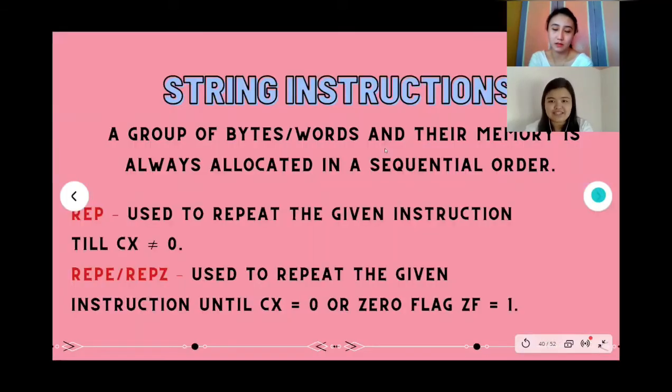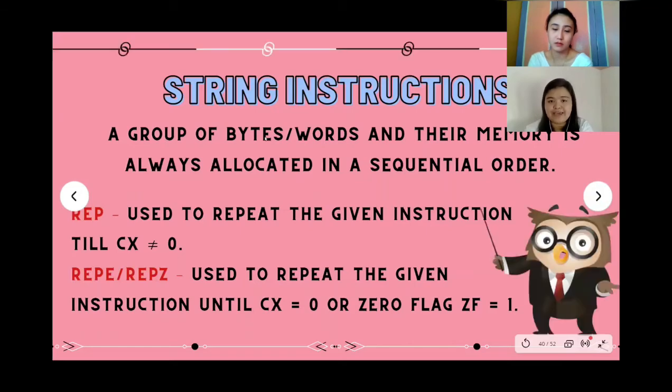Next is string instructions. A group of bytes or words whose memory is always allocated in sequential order. So, REP is used to repeat the given instruction till the count register is not equal to 0. REPE or REPZ is used to repeat the given instruction until the count register is 0 or the zero flag is equal to 1.